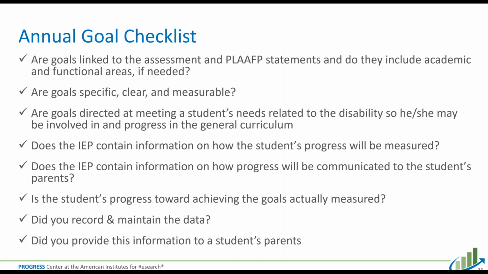Important elements that we need to adhere to in writing our goals. Number one, our goals have to be linked to the assessment and the present levels of academic achievement and functional performance statements, including academic and functional areas if needed.